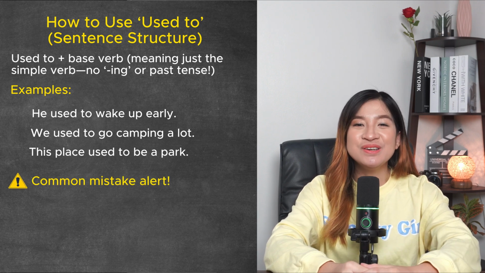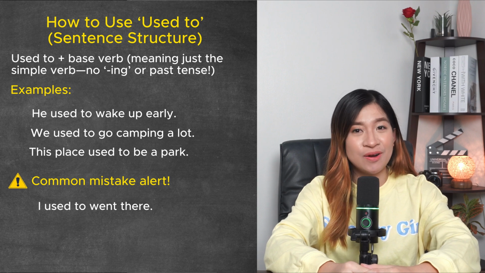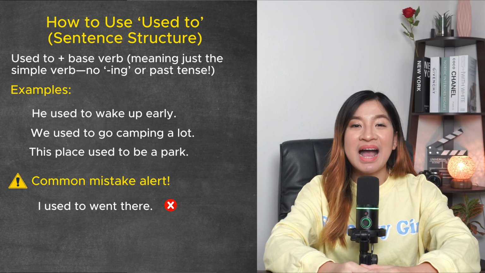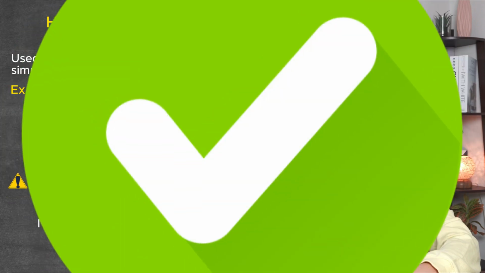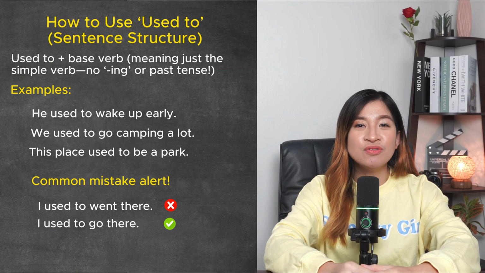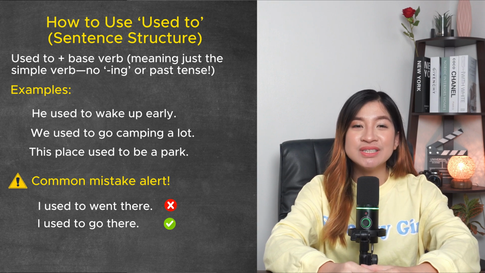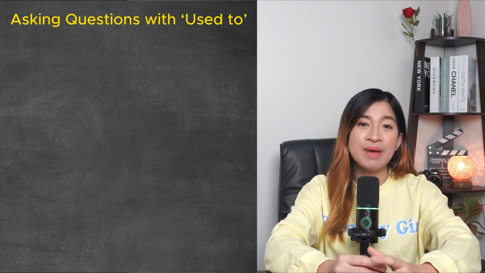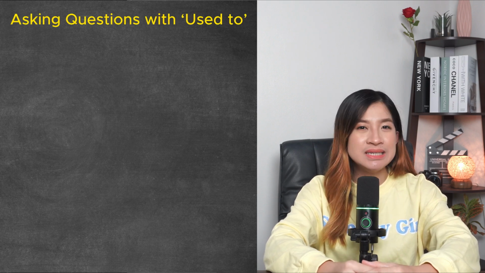But "I used to went there." That's wrong. "I used to go there." Basically, don't put the verb in the past tense after "used to." Just keep it simple.